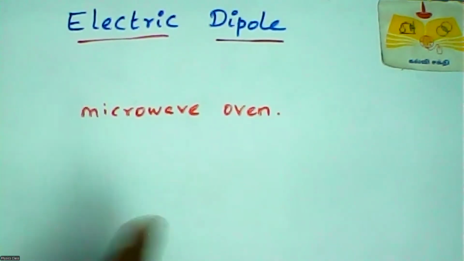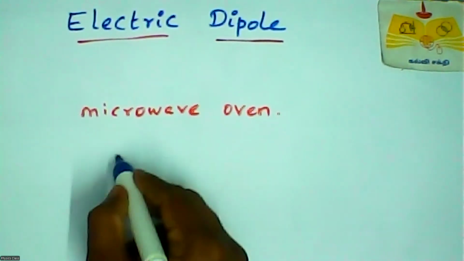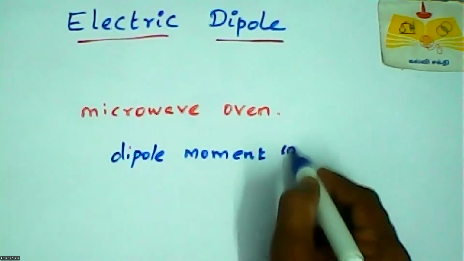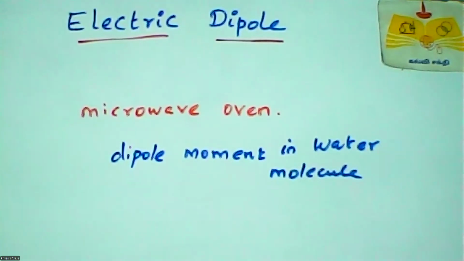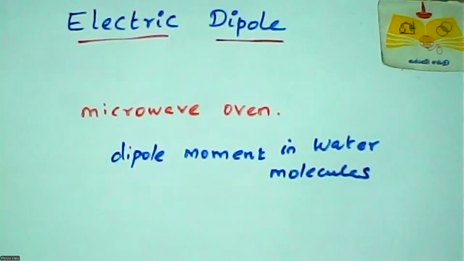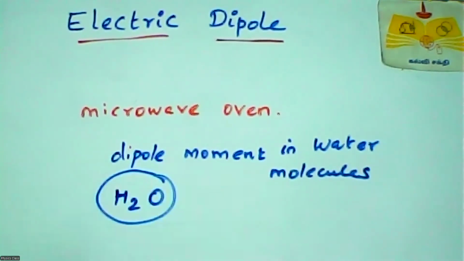It's all thanks to something called dipole moment. Dipole moment in water molecules. A water molecule, you already know the formula. What is the chemical formula for water? It is nothing but H2O. Yes, two hydrogen, one oxygen.